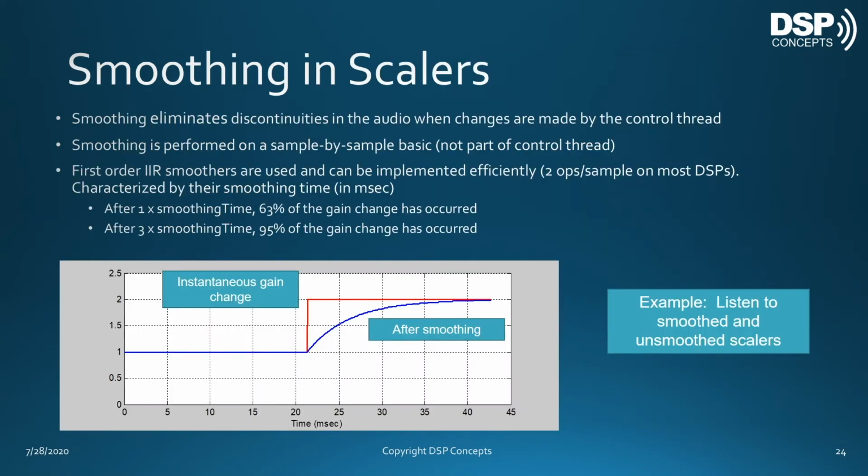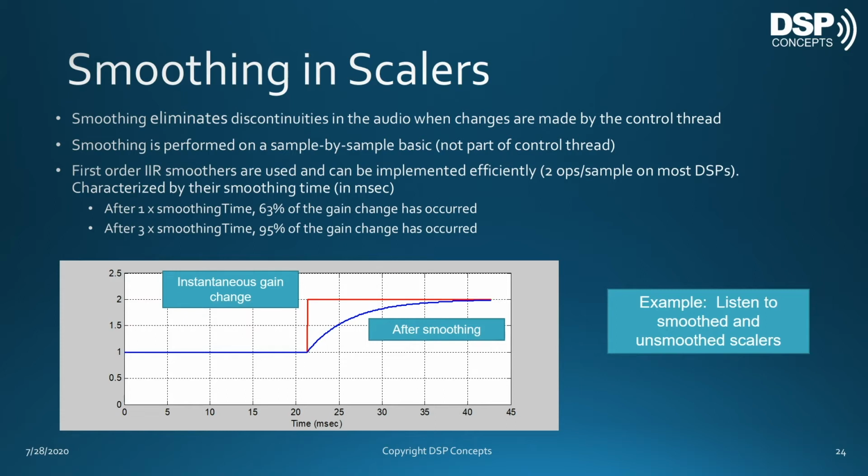We also have smoothing in scalars. So smoothing will eliminate discontinuities when you make changes in the gain. And the smoothing that we have is performed on a sample by sample basis. It's not in the control thread, but it happens on a sample by sample basis. And we use first order IIR filters, and they're implemented quite efficiently on different processors. Now, they have a configurable smoothing time that you specify in milliseconds. And what happens is after one smoothing time, you'll achieve 63% of the gain change. And after 3 smoothing times, you'll get 95% of the gain change.